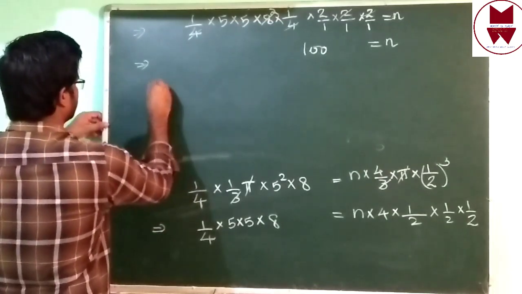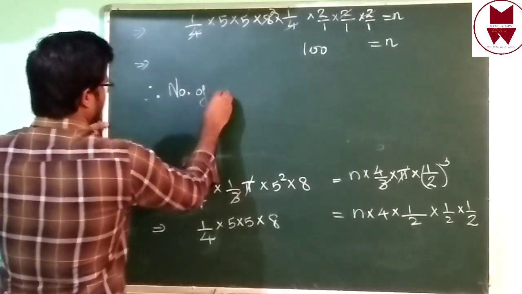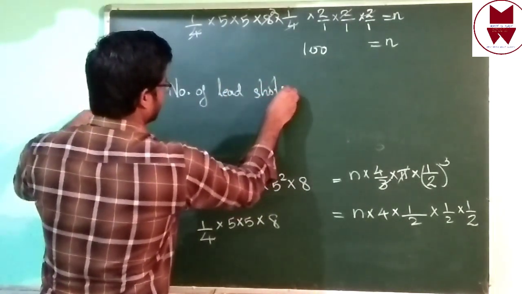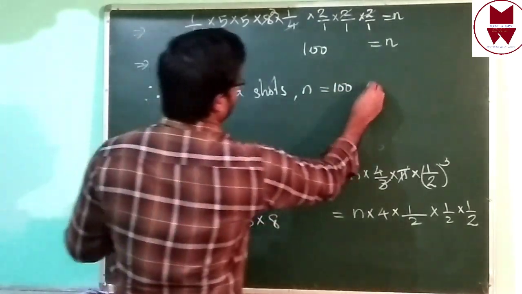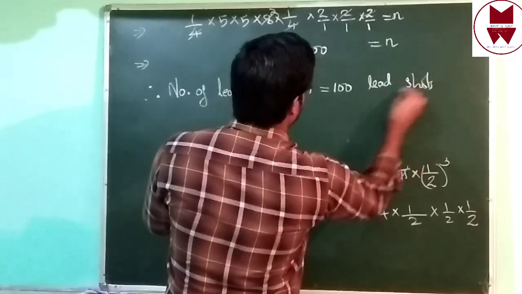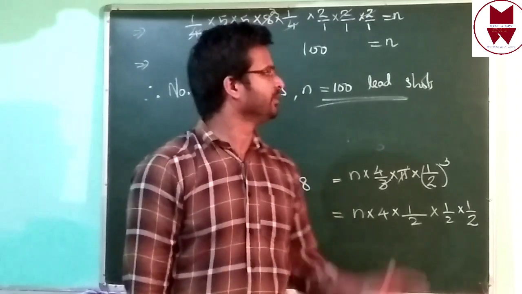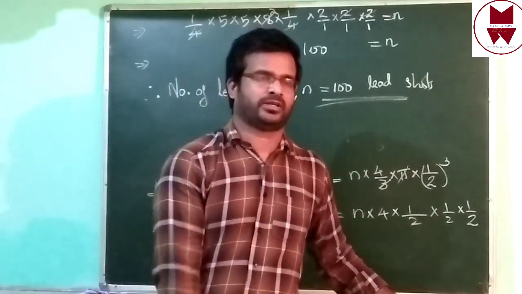Therefore, the number of lead shots n equals 100. The unit is lead shots. They are going to put 100 lead shots, and at that time 1/4 of the water will go out.